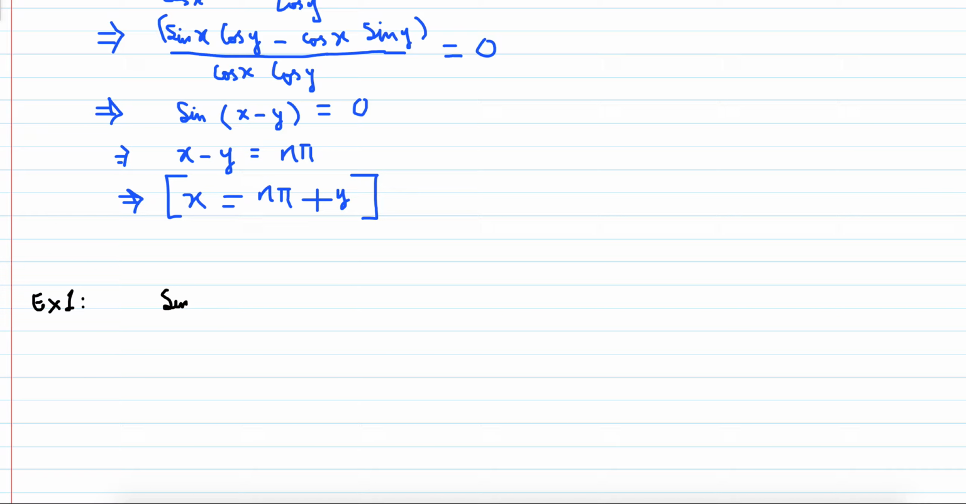let's say we are given sin x is equal to minus 1 by 2. So this we are given. We know that sine pi by 6 is half. So in place of half we will write sine pi by 6.